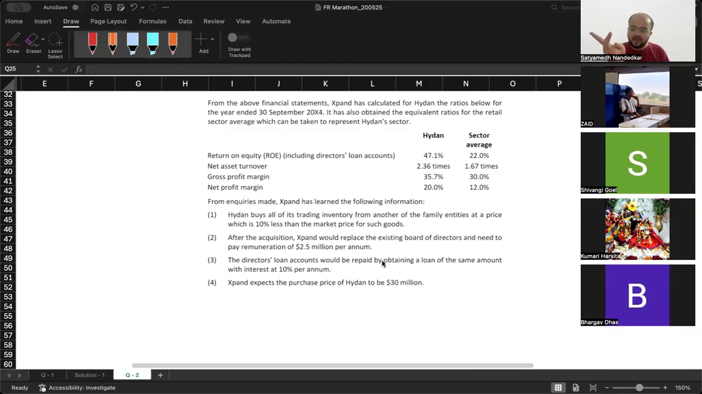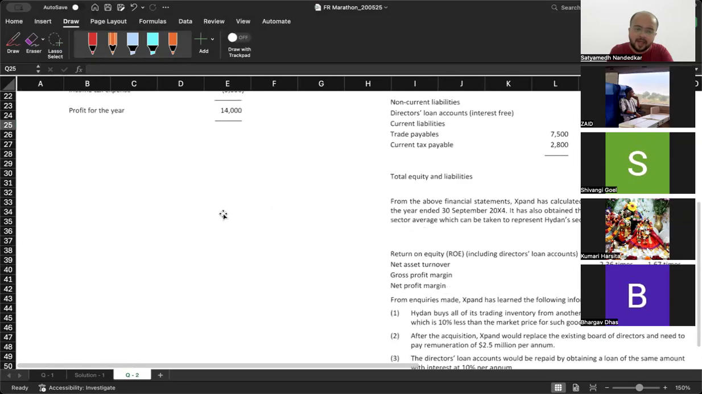ठीक है. So you will have to calculate the adjusted values of all the numbers. ठीक है. Now जैसे Hayden buys all of its trading inventory from another entity at a price which is 10% less than the market price.